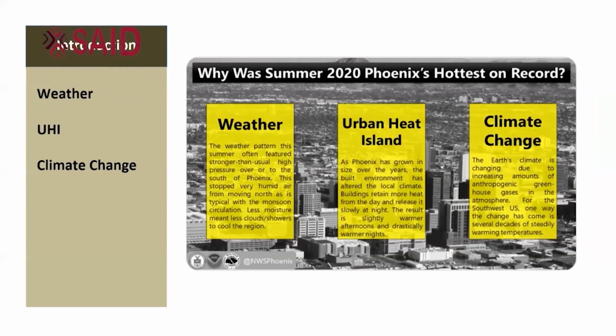Why was summer 2020 in Phoenix the hottest on record? Three things to discuss: the weather, the urban heat island, and climate change. Weather, because there could be some unusual movements in air which will probably cause an impact on moisture content and then the microclimate. Urban heat island, because over the years there have been a lot of reasons for the heat to be retained in the day, and that is causing temperatures to get warmer and also causing a difference in the day and night temperatures.